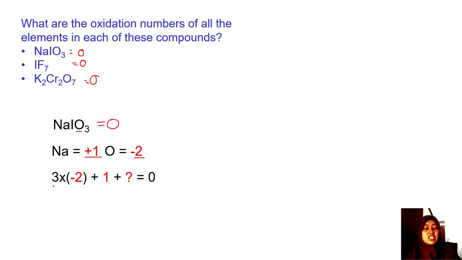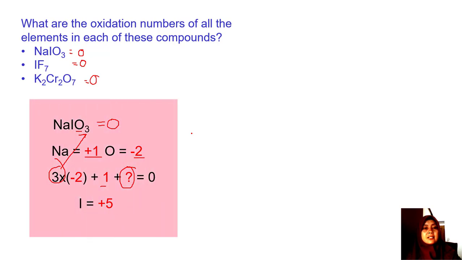Let's see here that 3 times -2, which is -6, is the total oxidation number of oxygen, and then +1 is for natrium. So we find that the iodine oxidation number is equal to +5. Yeah, that is for the first example.